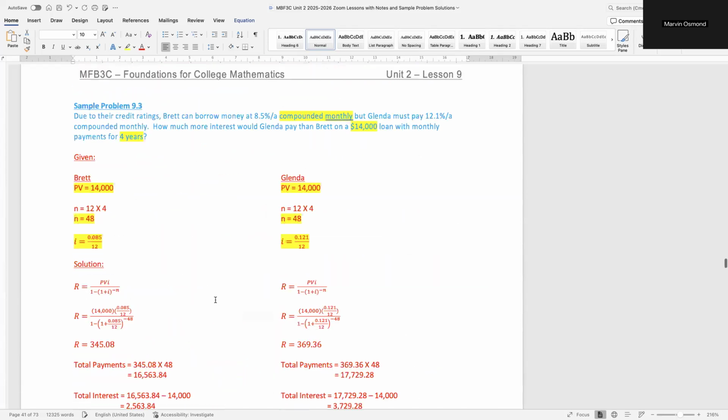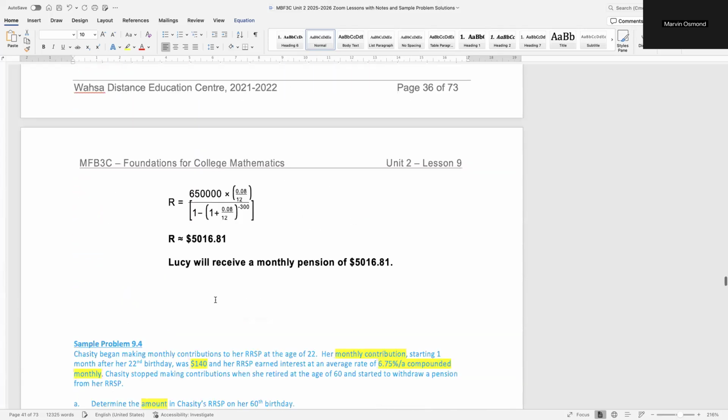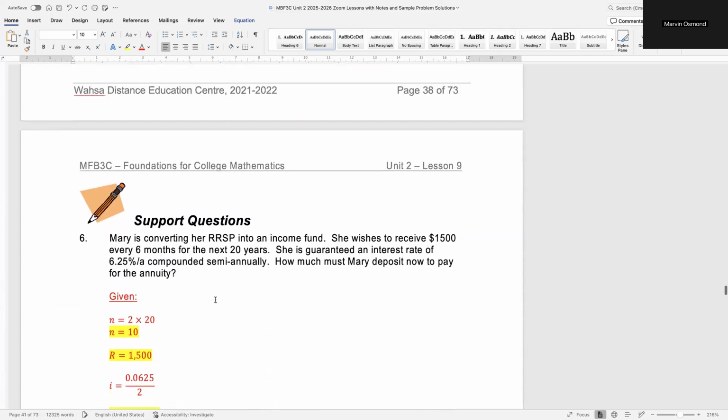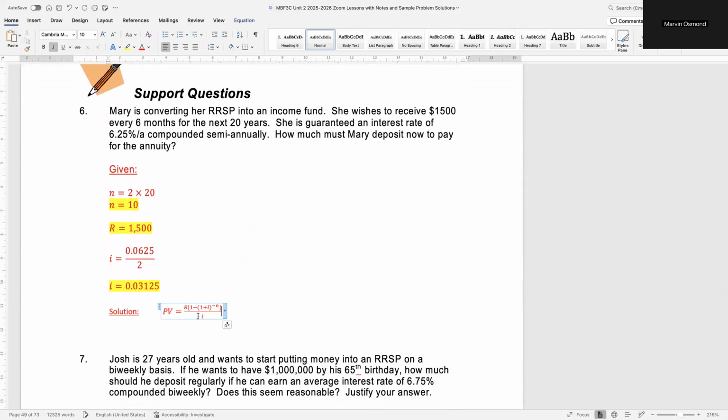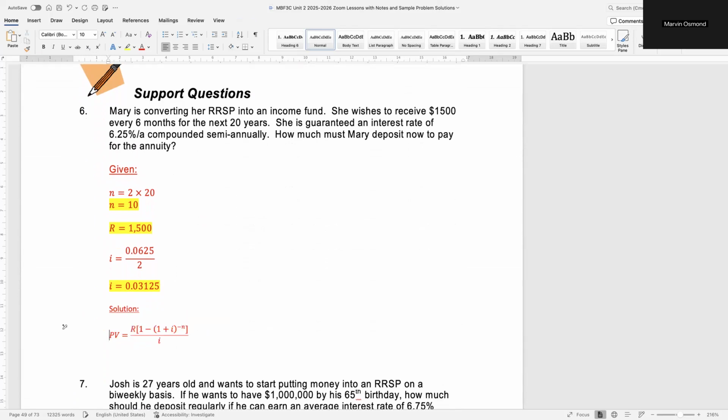I'm going to make a copy of that so I can come down here. I'm not going to work through all of this with you because this is a support question. You can work through that. The solution will be to plug those values, your R value, your I value, and your N value into your calculator. So there's the formula. Do the substitution, then do the calculations.